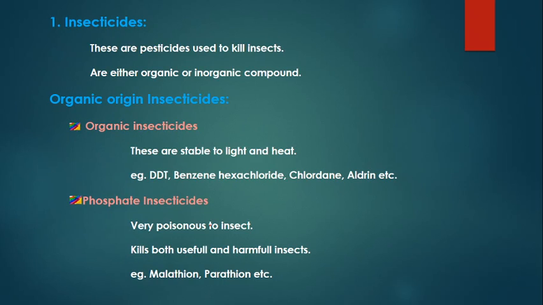These are very poisonous to insects. They kill both useful and harmful insects. These insecticides contain a phosphate group. Malathion and parathion are examples of phosphate insecticides. This thio here means the presence of a sulfur group. This malathion, we are going to see its preparation and synthesis in coming lectures.